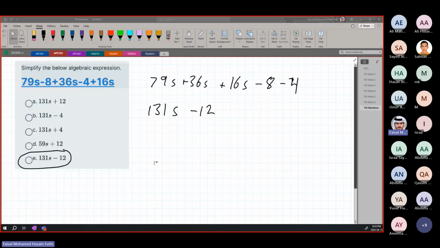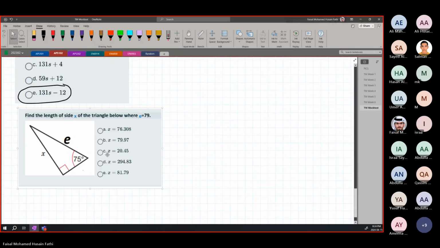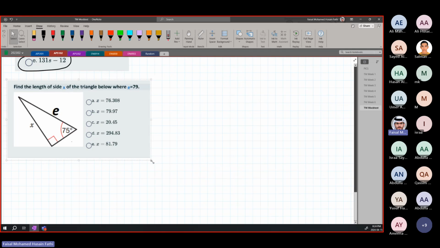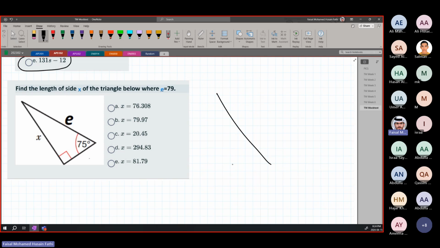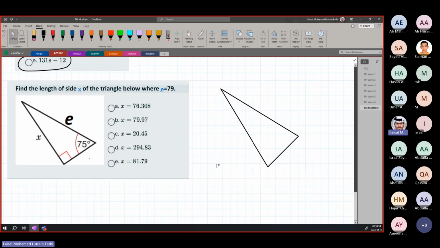Now a question you guys might enjoy. The triangle question. This one is an easy one. So find the length of side x. Let me just redraw the triangle very quickly. Okay, it looks something like this. But here we have a right angle, and here we have an angle of 75 degrees. We need to find x.